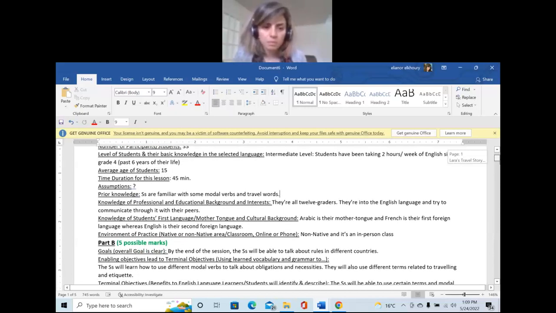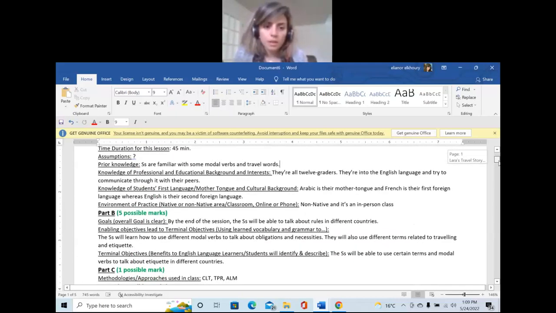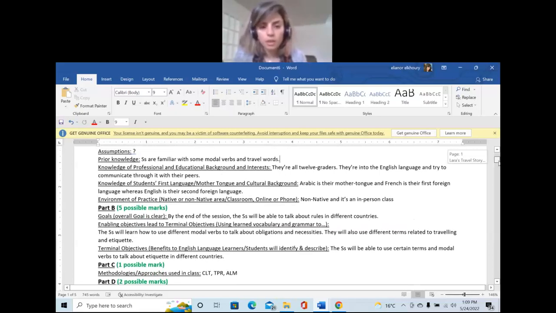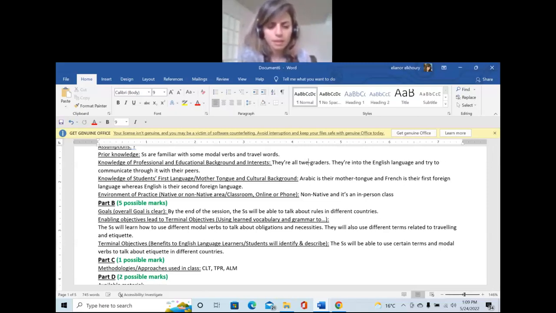They are almost 15, and when it comes to their prior knowledge, they are already familiar with modal verbs and travel words, because the topic I chose is traveling. But definitely today we're gonna add to the travel words and to the modal verbs, because as I mentioned earlier, they are familiar with some functions of each modal verb. Sorry, they are 10 graders, so they are in grade 10. So in Lebanon, grade 10 is similar to, I think, first year of high school.